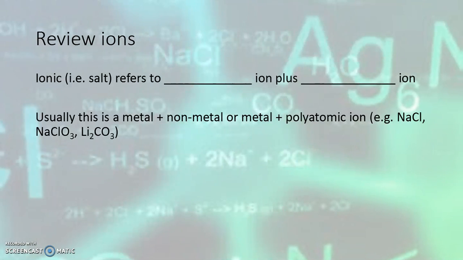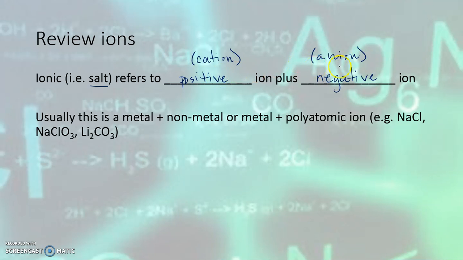All right, let's review ions again real quick. We know that an ionic compound means that it has ions in it. It's a salt, that's another way of saying it. It refers to a positive ion and a negative ion. Just to review, positive means we have a cation and negative means we have an anion, or a metal and a nonmetal. Usually this is a metal and a nonmetal or a metal and a polyatomic ion.